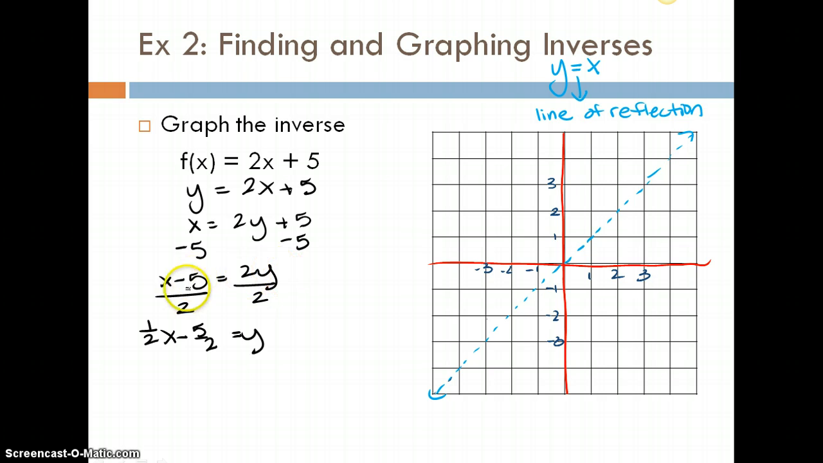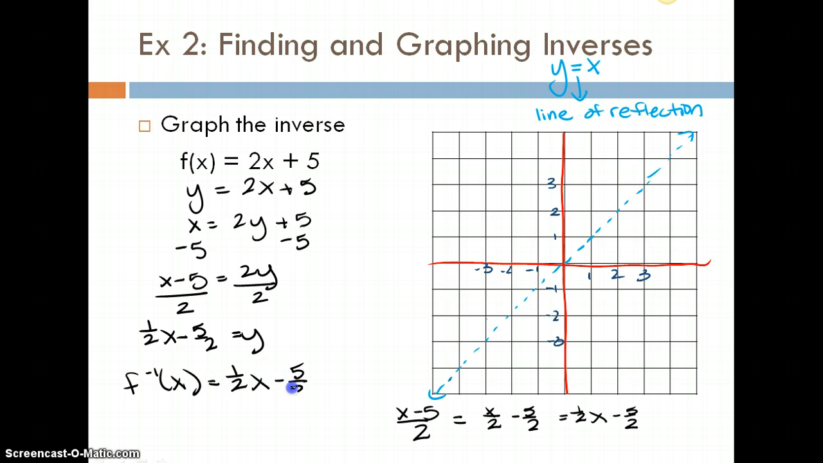In case you're wondering how x minus 5 divided by 2 becomes 1/2 x minus 5 halves, you have x minus 5 divided by 2, and you can separate it by keeping the denominators the same. And then x divided by 2 is the same thing as 1/2 x, and 5 halves just stays 5 halves. From here we get f inverse of x is equal to 1/2 x minus 5 halves. So from here we can start to graph.